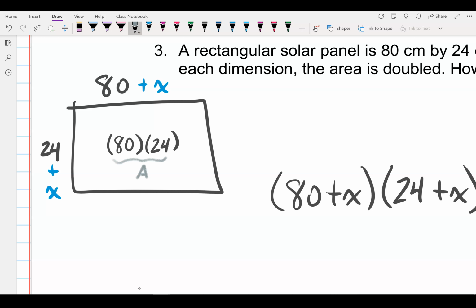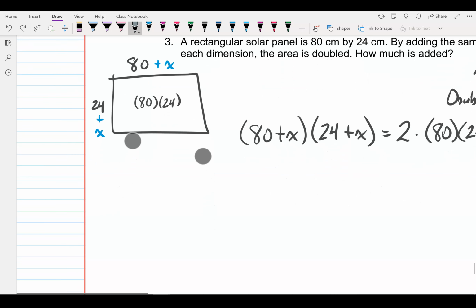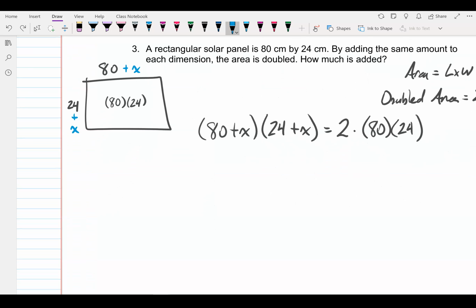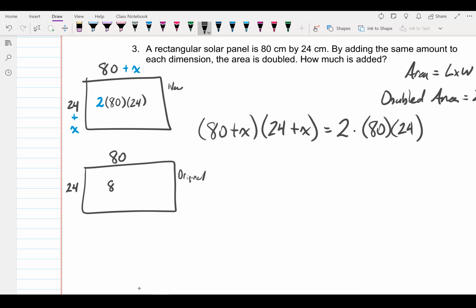Okay, that's our original area. If we add this to both sides, maybe I'll make 2 diagrams. This is saying that it's doubling the area, right? Maybe I'll make a diagram for the original now. So this is our new area, and this is original area. You don't need to draw any of this, I'm just trying to make sense for you. The 80 was our original length, 24 was our original width, so this is our 80 times 24 is our area.